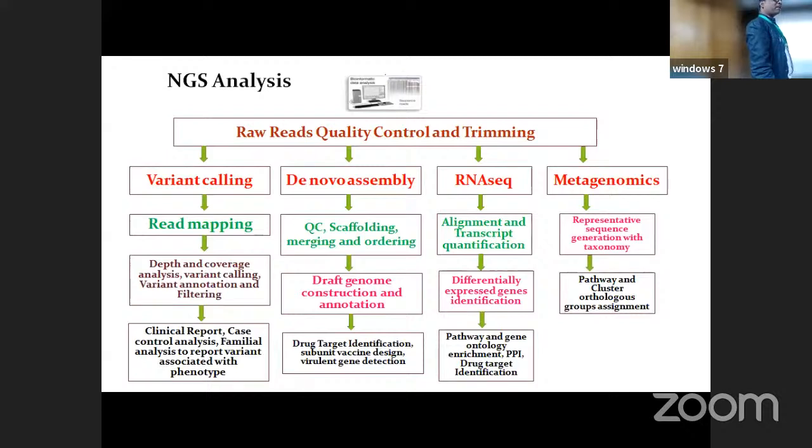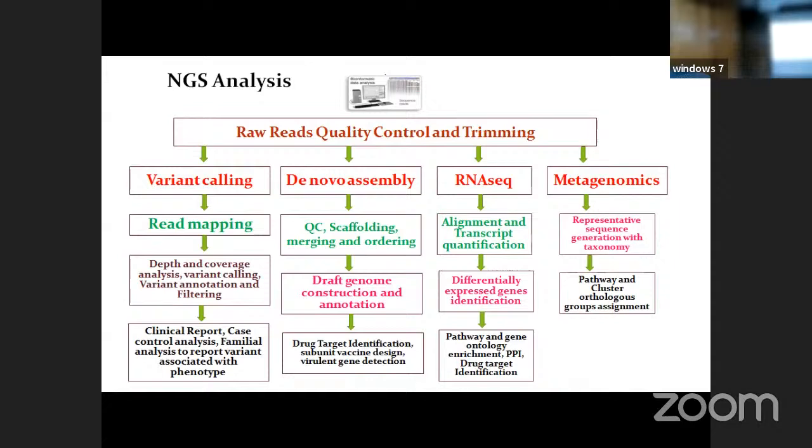Once you have mapped the reads, go for depth and coverage analysis. Why do you go for depth and coverage analysis? For example, you have given samples for sequencing to a service provider, a company, and they tell you they will give you 10 GB of data at 100x sequencing. What is the meaning of 100x sequencing? It means every position in the genome is sequenced 100 times. That's what they are supposed to do, right?